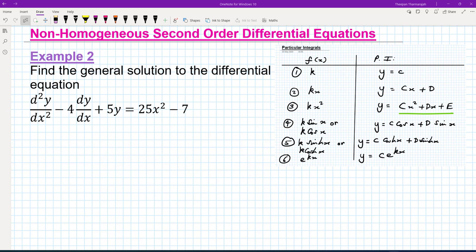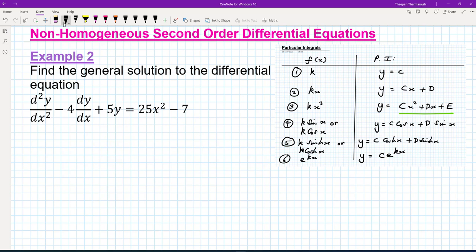Here's a question for you to try. You can pause the video, and when you're done, I will go through my worked solution. Okay, welcome back. So we have a non-homogeneous second order differential equation in the form of kx squared.